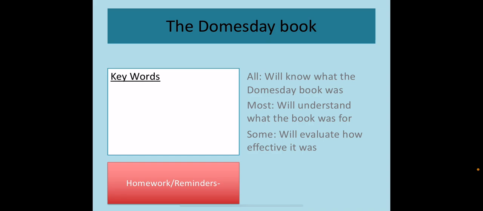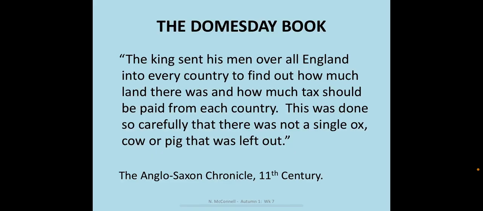Okay, so this lesson we're looking at the Domesday Book, and that is William's solution to this problem of not really being able to tax people or knowing how much to tax people. We've got this quote here from the Anglo-Saxon Chronicle in the 11th century, which says, "The king sent his men all over England into every country to find out how much land there was and how much tax should be paid from each country. This was done so carefully that there was not a single ox, cow or pig that was left out."